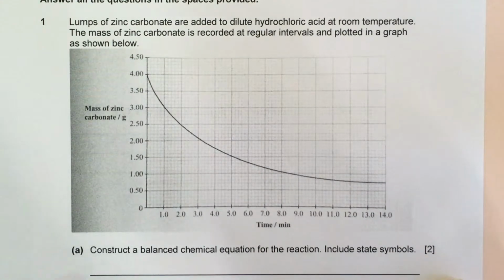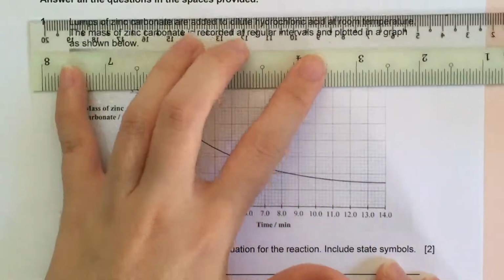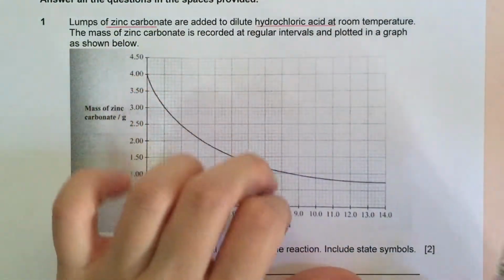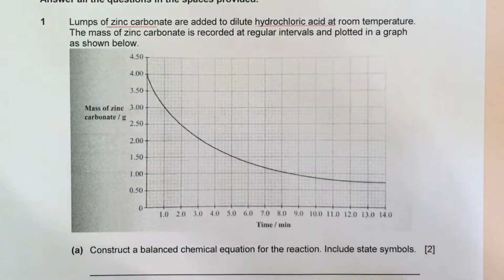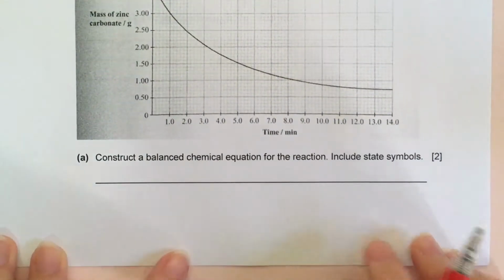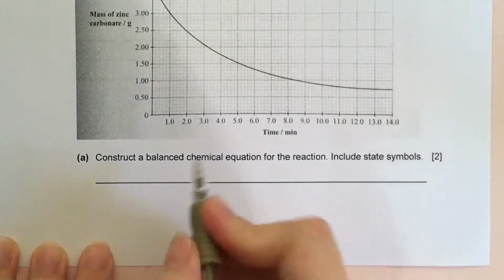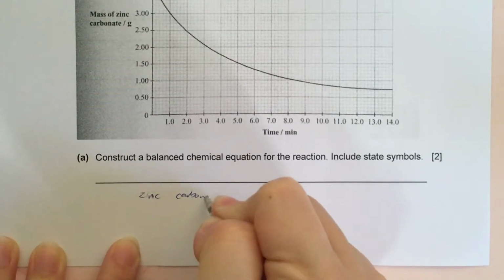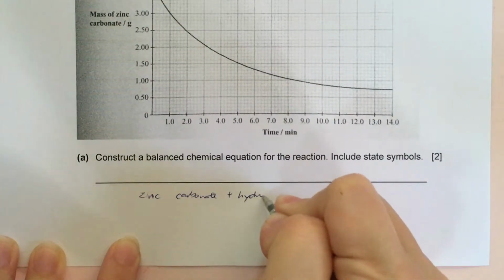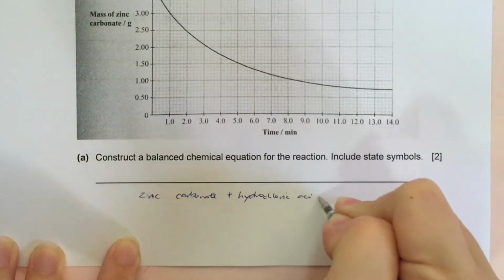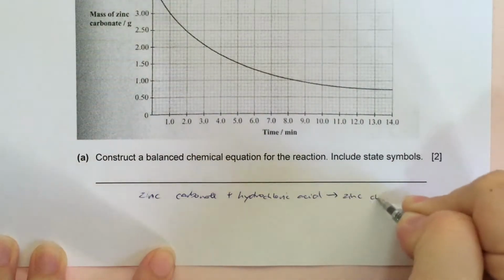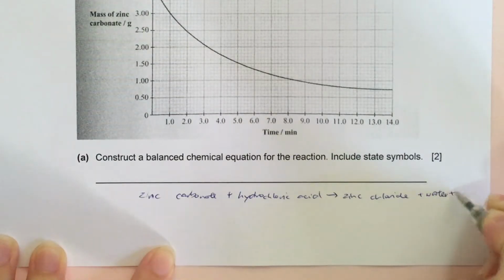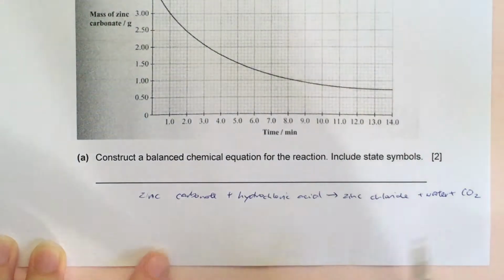Okay, this next question says zinc carbonate reacting with hydrochloric acid. So this is a metal carbonate reacting with an acid. What you should get is salt, water, carbon dioxide gas. So we write it down. Zinc carbonate reacts with hydrochloric acid. So what is my salt name? So my salt name would be zinc, the metal, followed by chloride from hydrochloric acid. We'll get water and we'll get carbon dioxide gas.